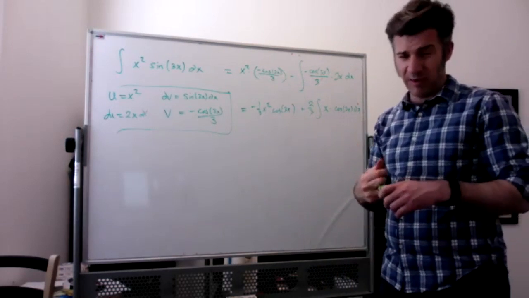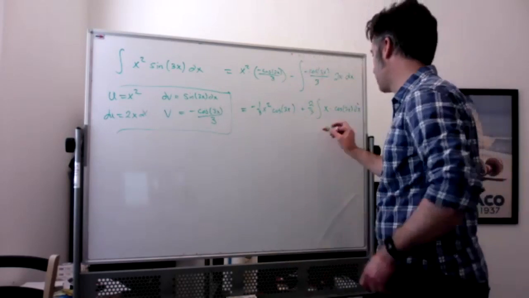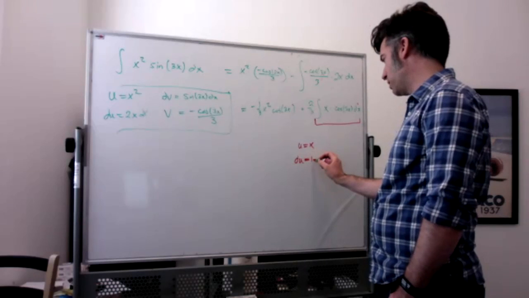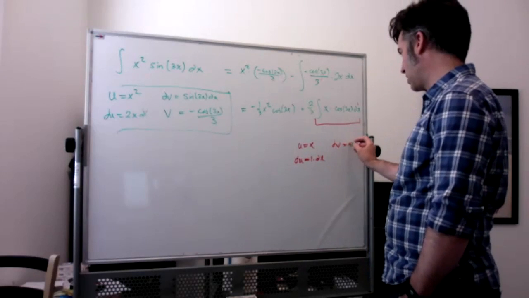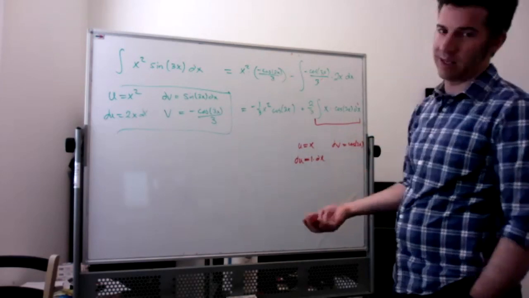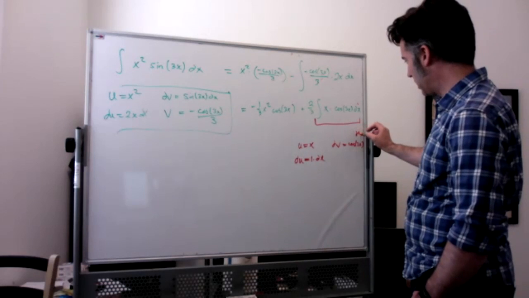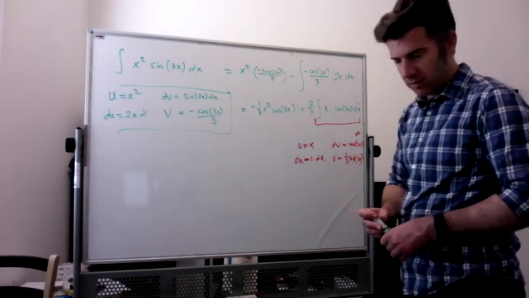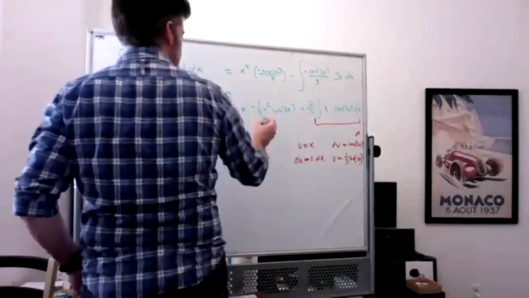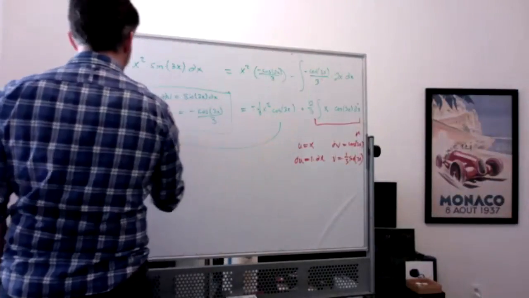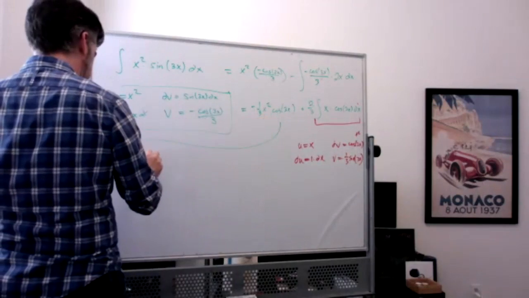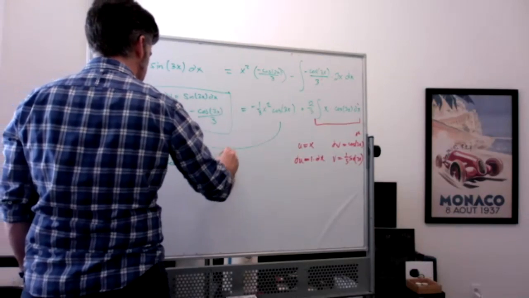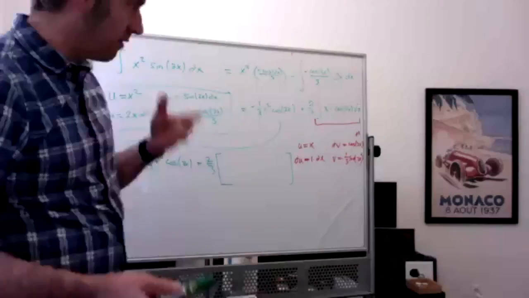But now I need to do integration by parts again. So for this integral here, I'm going to let u equal x. du is going to be 1 times dx. dv is the rest, which is cosine of 3x dx. Sorry, not again, it wasn't sine of 3x before. And v is going to be 1/3 sine of 3x. So this is going to equal, I still have a negative 1/3 x squared cosine of 3x plus 2/3 times the entire integral of x cosine of 3x.